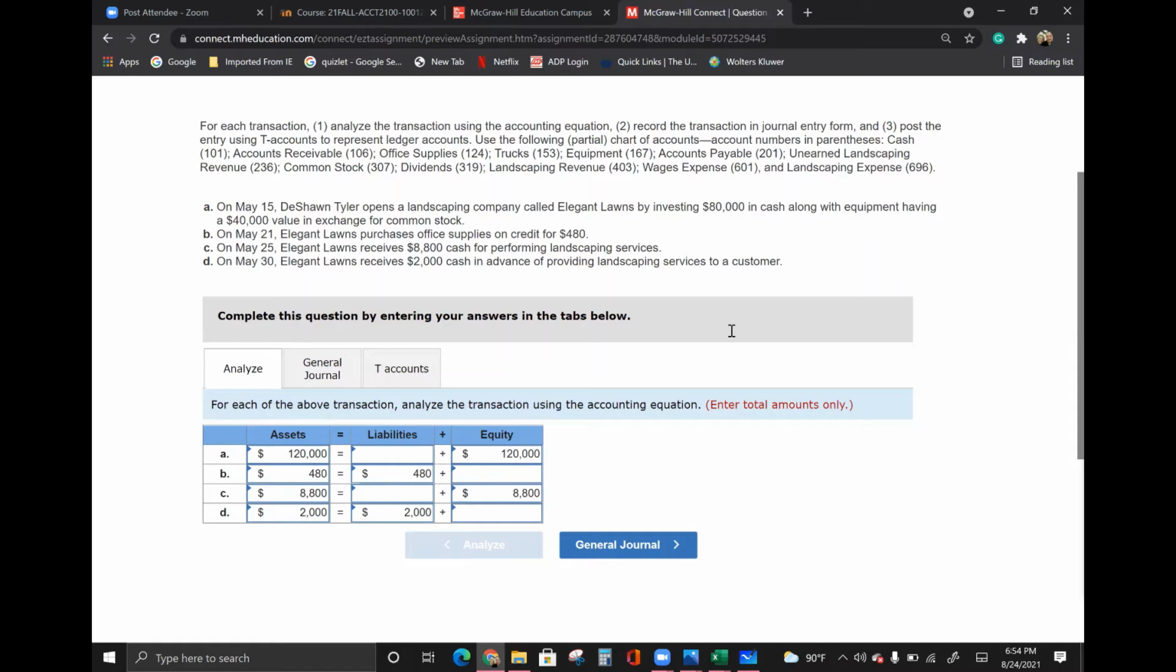So on May 15th, Deshaun Tyler opens a landscaping company called Elegant Lawns by investing $80,000 in cash along with equipment, having a $40,000 value in exchange for common stock. Okay, so remember that everything is with the cost principles, we're going to have a monetary value on everything. So they're telling us how much that equipment is worth. And that's what we're going to use to put it on the books. Okay, so we're getting $80,000 cash and $40,000 of equipment.